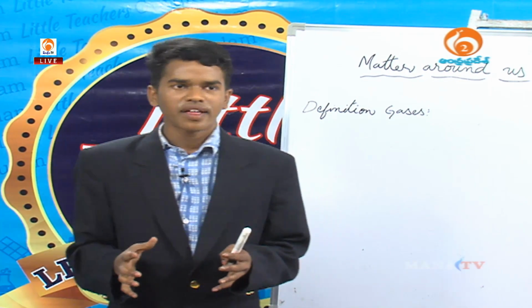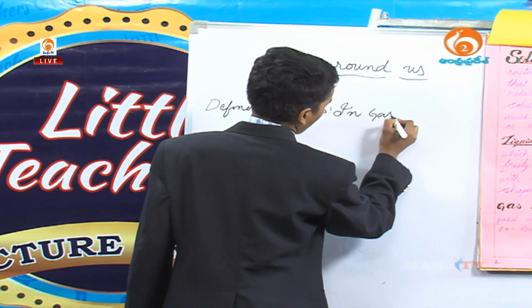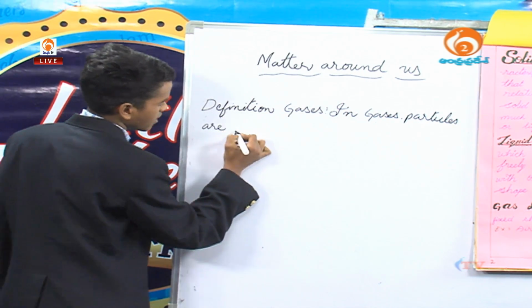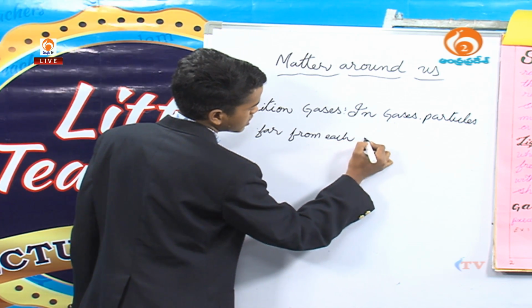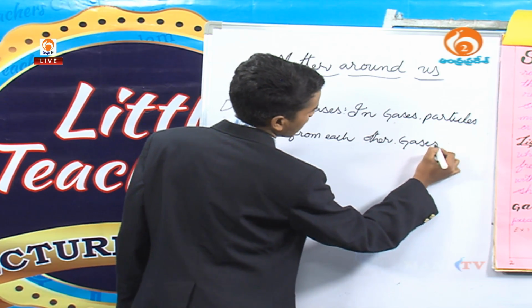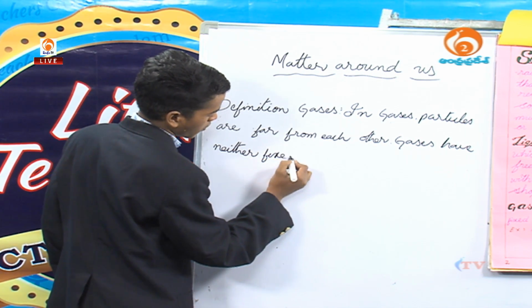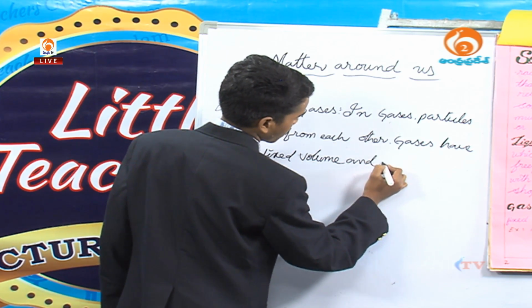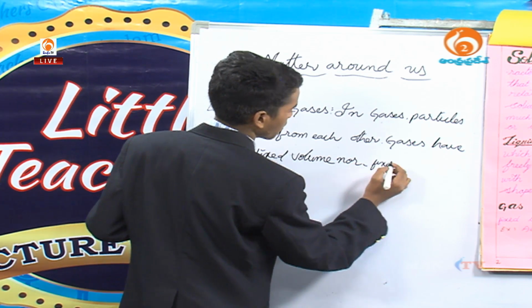In gases, particles are far apart from each other. And gases have neither fixed volume nor fixed shape.